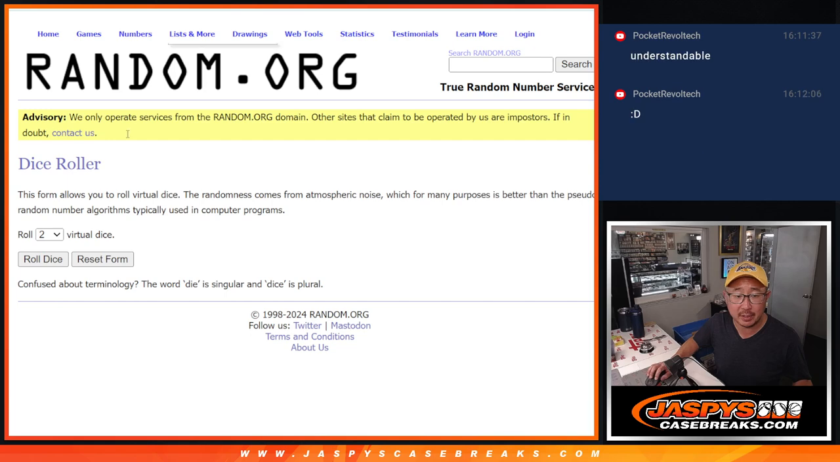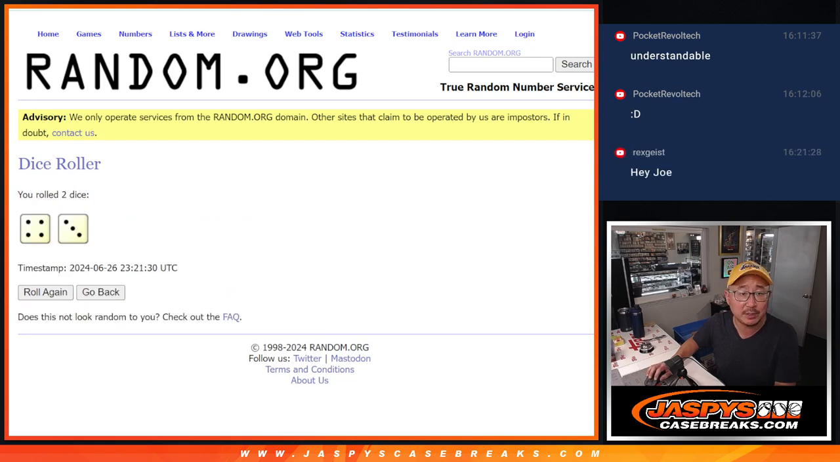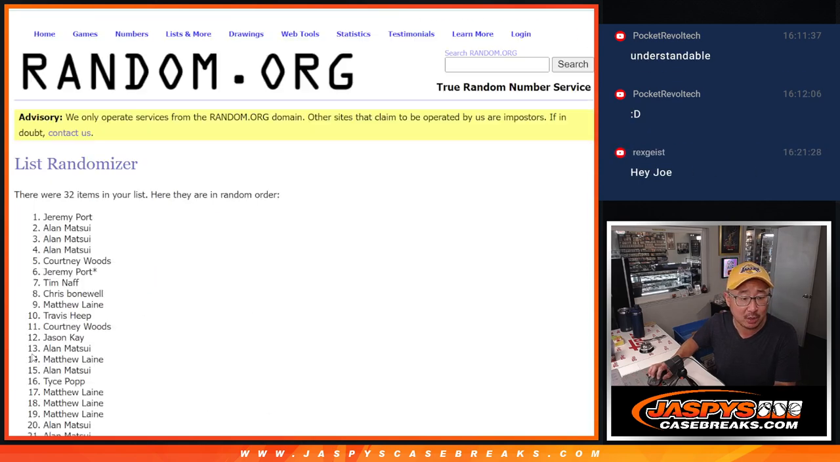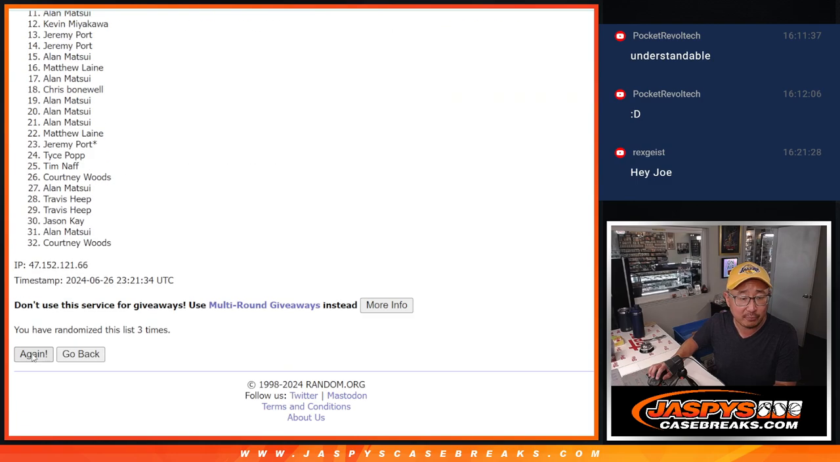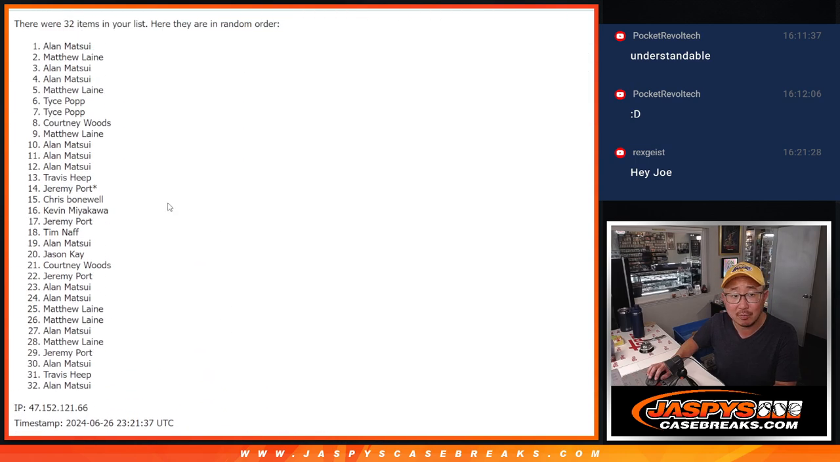All 32 teams are in. Let's roll it. Let's randomize names and teams. A 4 and a 3, 7 times each. 1, 2, 3, 4, 5, 6, 7. Different dice roll for the giveaway part. Rex, what's going on?